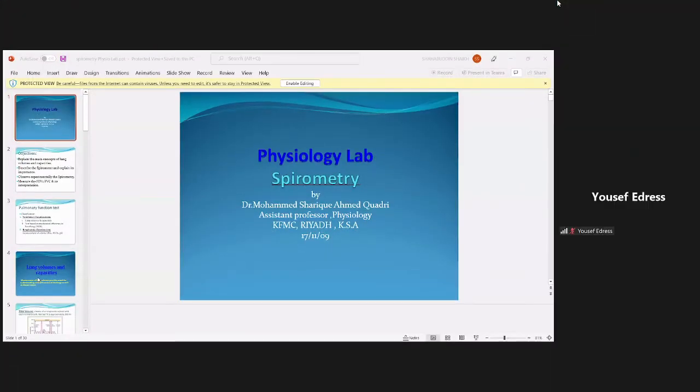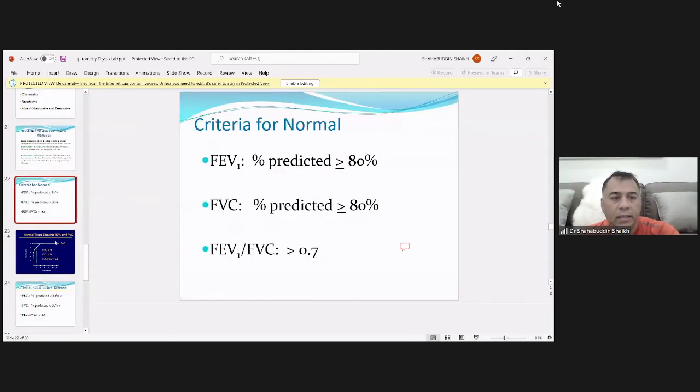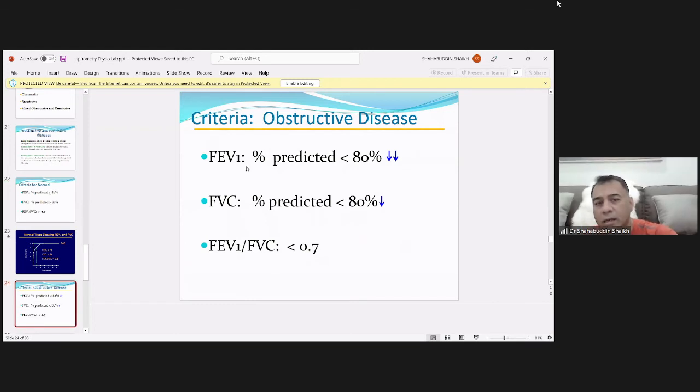Okay, here there is a slide for normal. If the table says FEV1 is more than 80% or FVC is more than 80%, and the ratio is also more than 0.7, then it is normal. Similarly, for obstructive, in the table, if you see the FEV1 is very less than 80%, maybe less than 50%.